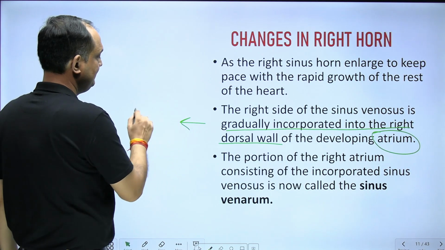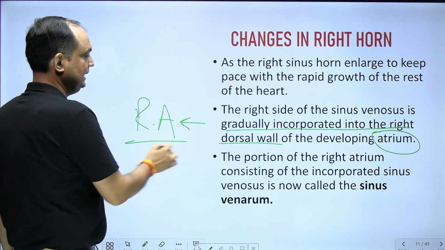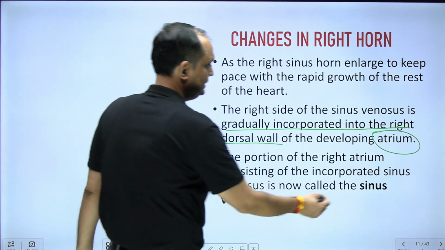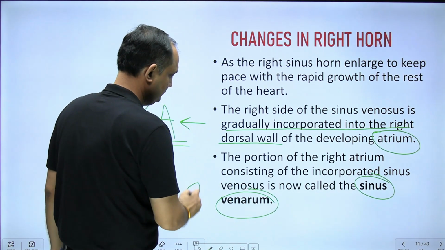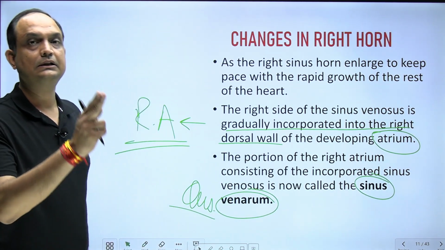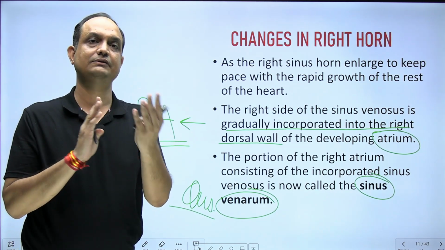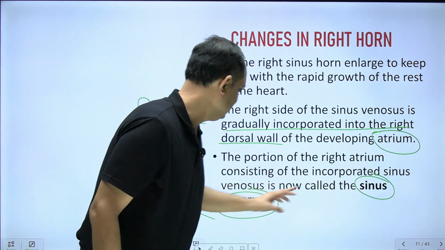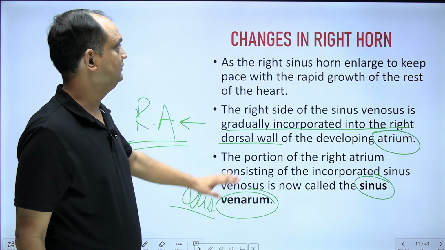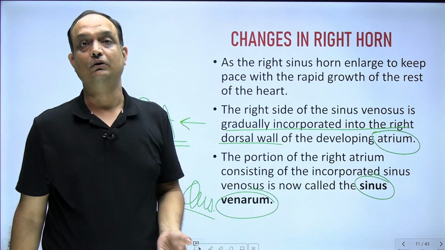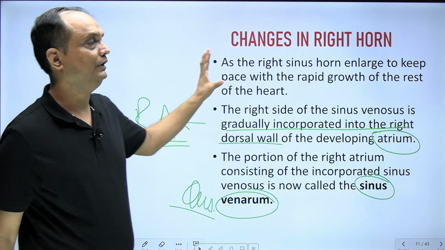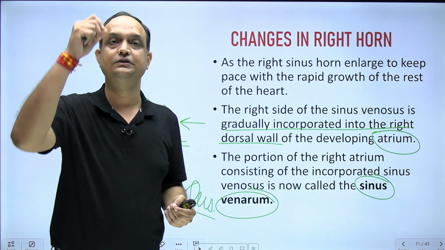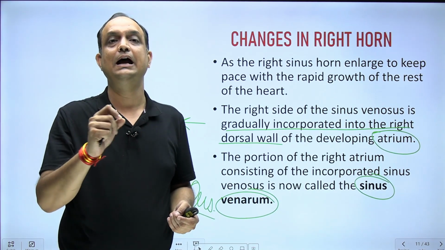Right horn becomes part of the right atrium, and the area of the right atrium which develops from the sinus venosus is known as sinus venarum. So this is again a question of your exam. When you cut the right atrium and open it, you will realize it is divided into a smooth part and a rough part. The smooth part of the right atrium is known as sinus venarum. Why? Because this part develops from the sinus venosus and right horn. Clear? So my dear students, when you see this smooth part, the sinus venarum, in the right atrium, you will see that it is receiving the superior vena cava, inferior vena cava and coronary sinus.